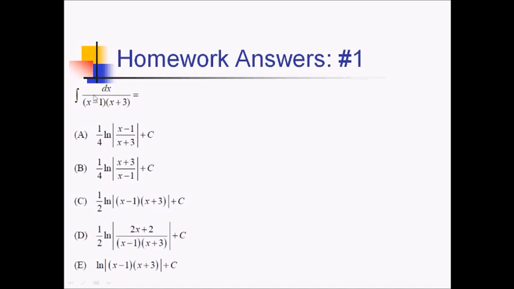I'm going to take this initial fraction, which I'm calling 1 over (x minus 1)(x plus 3), and I'm splitting that up into A over x minus 1 plus B over x plus 3. Next, I'm going to multiply this whole equation by (x minus 1)(x plus 3). So that cancels out my denominator completely on the left, leaving me with just 1 over there.